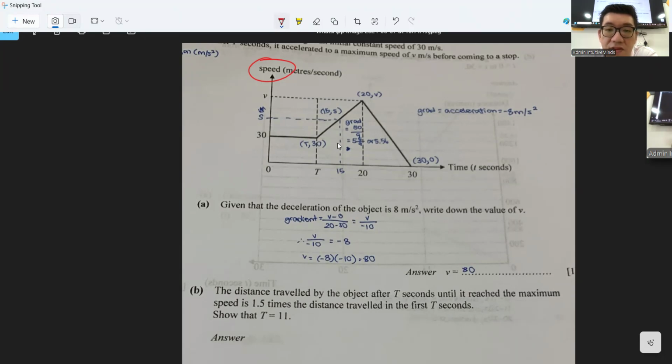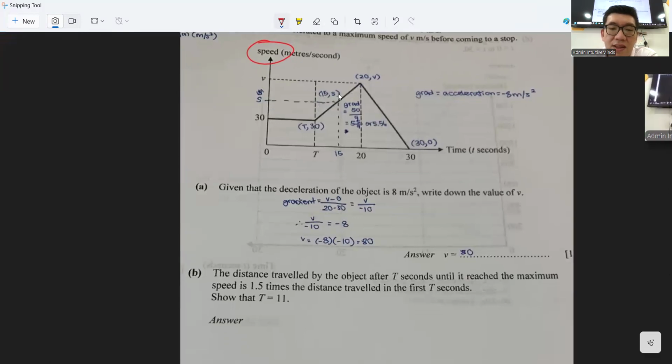Given that the deceleration is so v minus 0 over 20 minus 30. Okay. So equals to v over minus 10. Okay, so this is fine. Just to let you know, small thing to take note, Nicole.